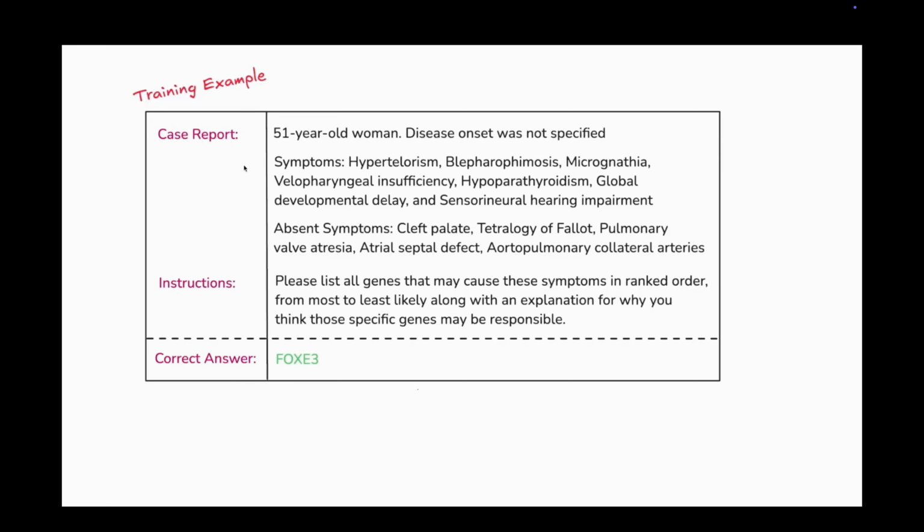So what they did in the training, they exactly replicated what they want to be done in the end-case scenario. They came up with case reports where there are people with symptoms and absent symptoms, and here you can see the instruction: please list all the genes that may be causing the symptoms in ranked order from most to least likely, along with an explanation for why you think those specific genes may be responsible. And you are also providing the correct answer.